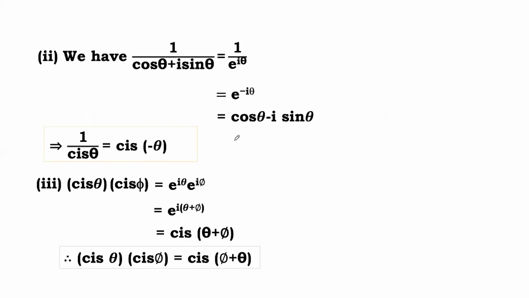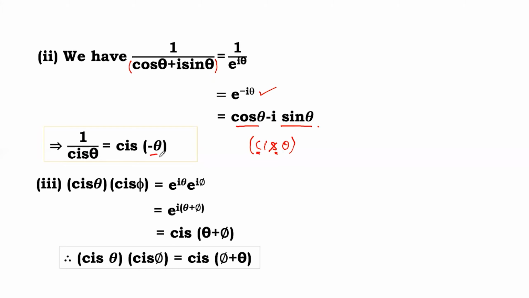Or if we write it in the denominator, 1 upon cos theta plus I sin theta is 1 upon e to the power I theta, or we can replace this as e to the power minus I theta, and that is the same as cos theta minus I sin theta. And this is represented as cis theta. Cis theta means cos theta plus I sin theta, or 1 upon cis theta is equal to cis of minus theta. We have already seen that.